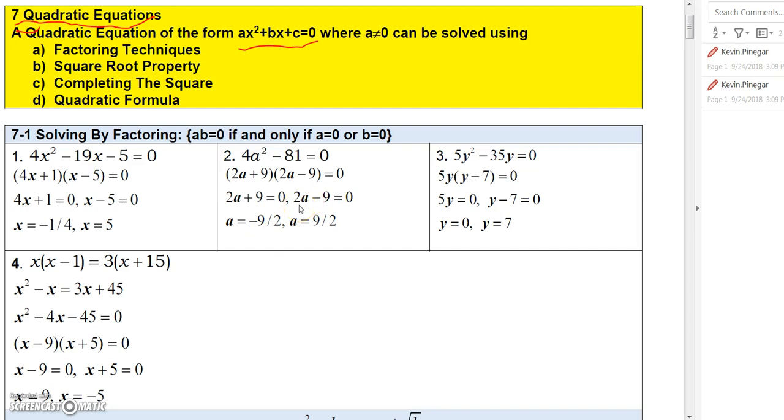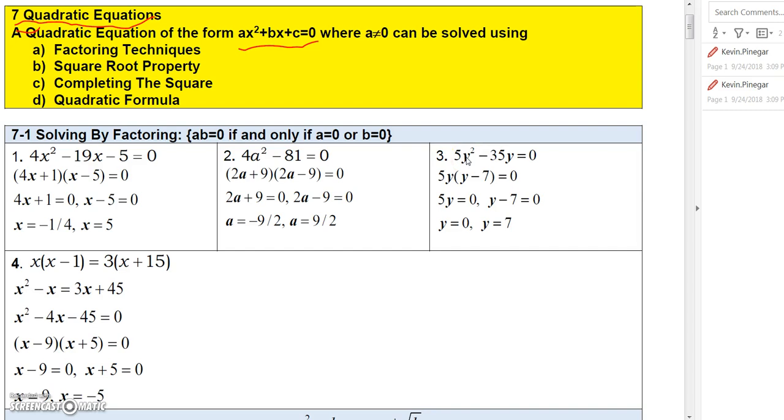On this one, you can add 9 to both sides, then divide by 2, and you get a equal positive 9/2. This one could also be solved by the second technique, the square root property, but we'll get to that later. Alright, so this one is 5y squared minus 35y equals 0.